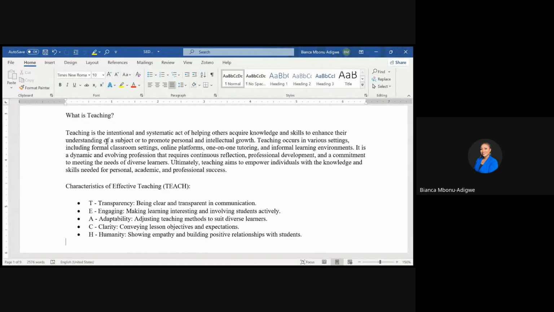So that's what we're talking about. Now, one-on-one tutoring. One-on-one can still be formal and informal. One-on-one can be formal if you are doing home lesson for somebody. It is formal. They are paying you for that. It is a job. So it is formal.